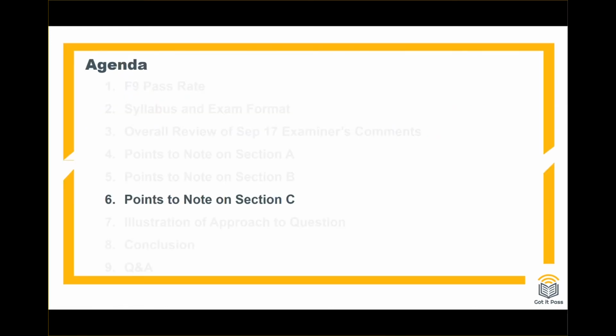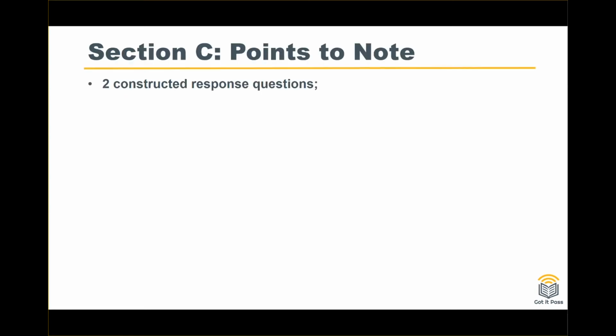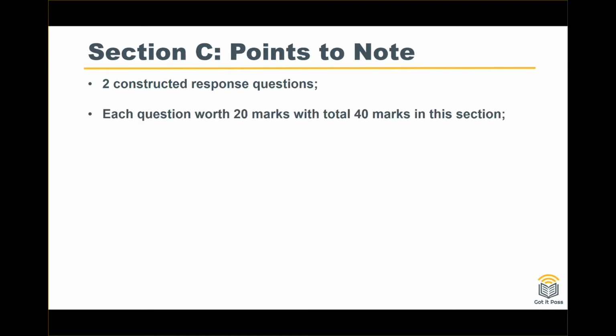Okay. We go to section C. Okay. The interesting section in the paper because you can write down your answers, not just pick A, B, C, or D. So in section C, there are 2 constructed response questions. Each question is worth 20 marks, with a total of 40 marks in this section.